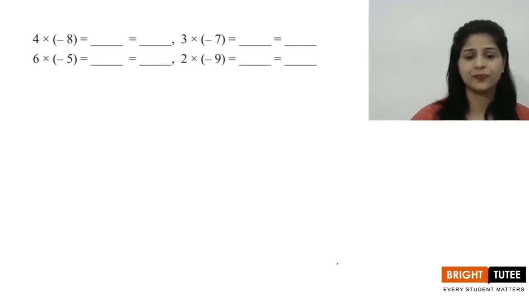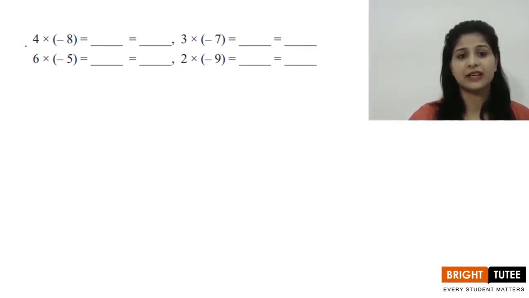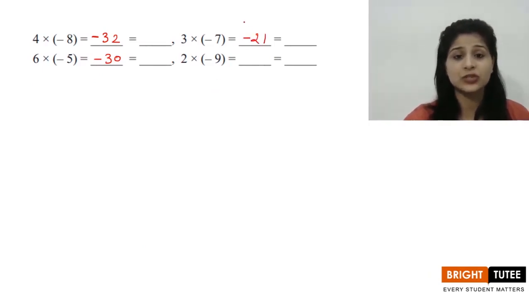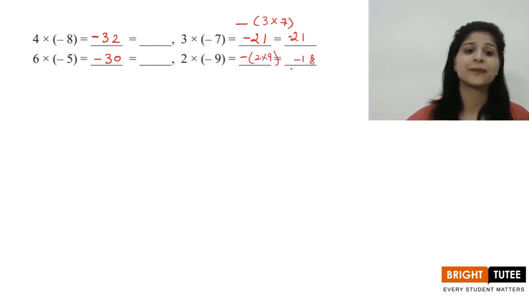Let's solve it now. 4 into minus 8. We will get the answer as negative, and 8 into 4 is 32. Similarly, 6 into 5 is 30, so we will get minus 30. 3 into minus 7, that is minus 21. Right? Or we can just do what? We can take the negative outside and multiply this, and we can write the answer minus 21 here. Similarly, 2 into minus 9 will give us minus 2 into 9, that is minus 18.